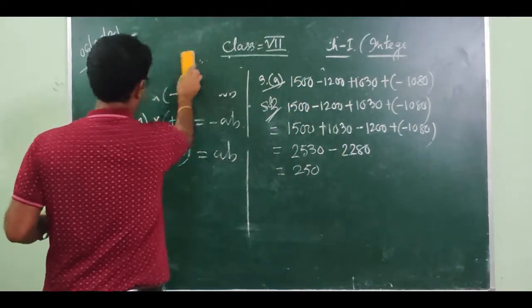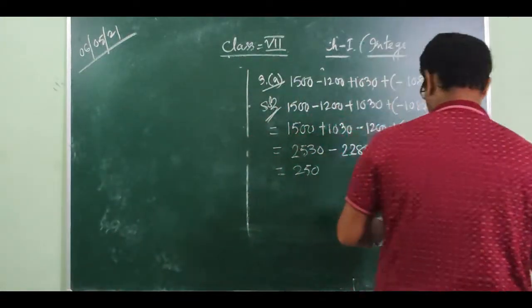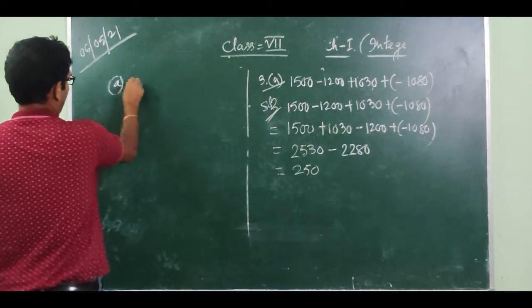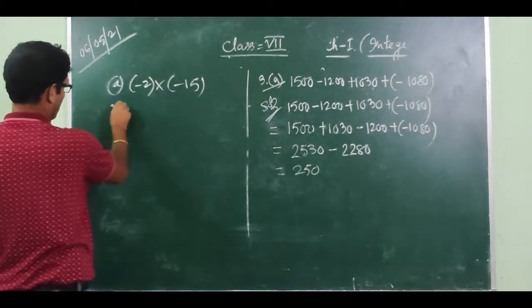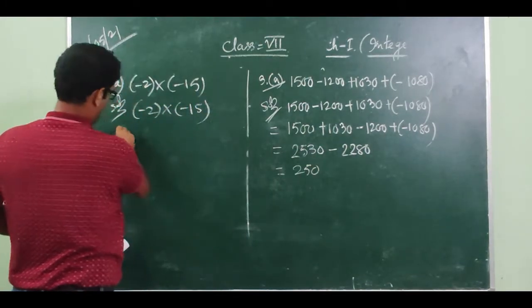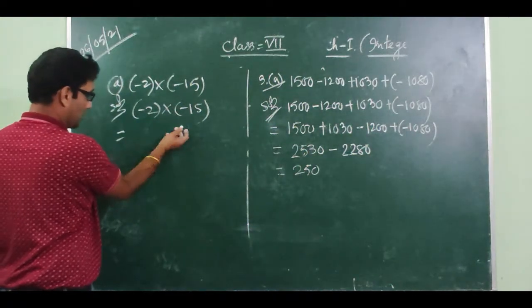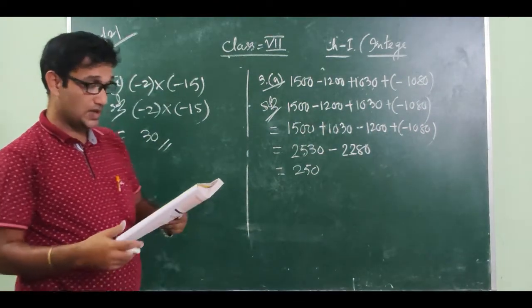Question number 4. The first question given is minus 2 into minus 15. Solution: minus 2 into minus 15. Minus into minus is plus. 2 into 15 means how much? 30. Your answer will be 30. No need to write any minus sign.